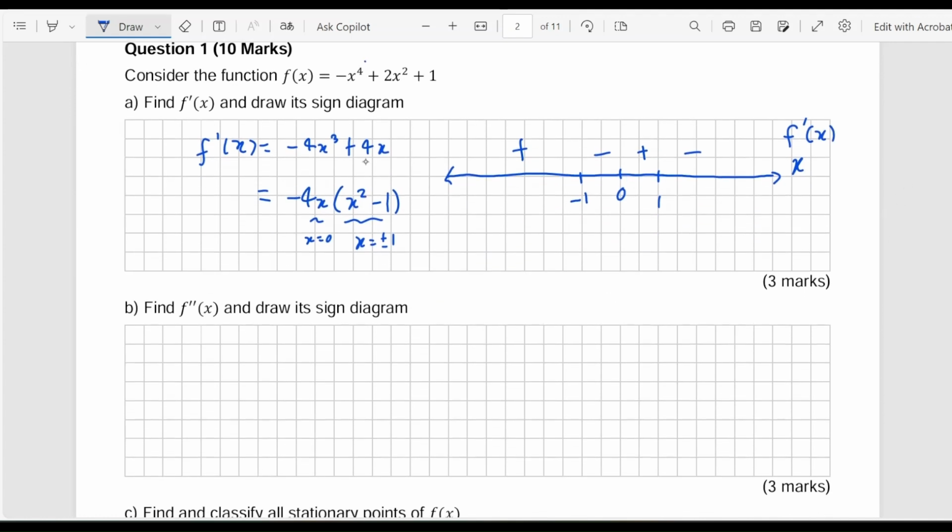Find f dash dash of x. So f dash dash of x is going to be minus 12x squared plus 4. Now again, you can sort of play this game to solve when it equals 0. So you would get 12x squared equals 4. Therefore, x squared is 4 over 12 or 1 over 3. Therefore, x is plus or minus 1 over root 3.